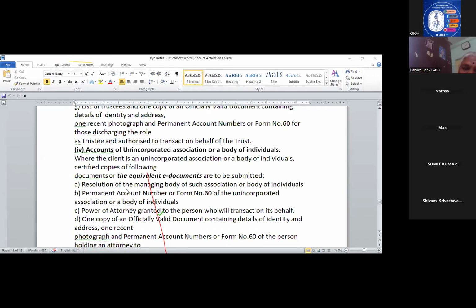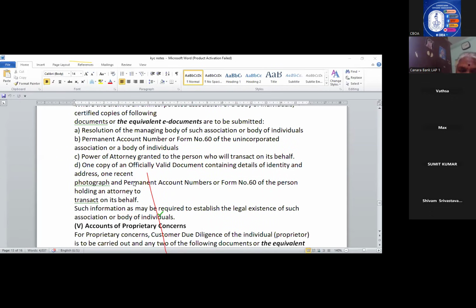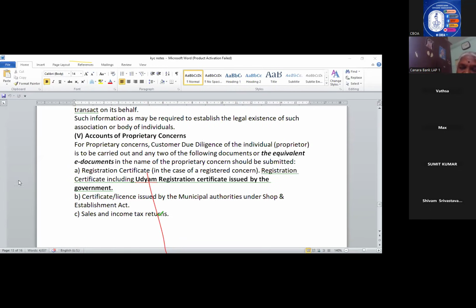So the persons who are going to operate the account, we have to get the KYC of those persons, and then copies of photographs we have to get. Okay, then accounts of proprietary concerns. Accounts of the proprietary concerns means only one person will be in charge of the proprietorship, either proprietrix or proprietor. Then e-documents can be obtained.